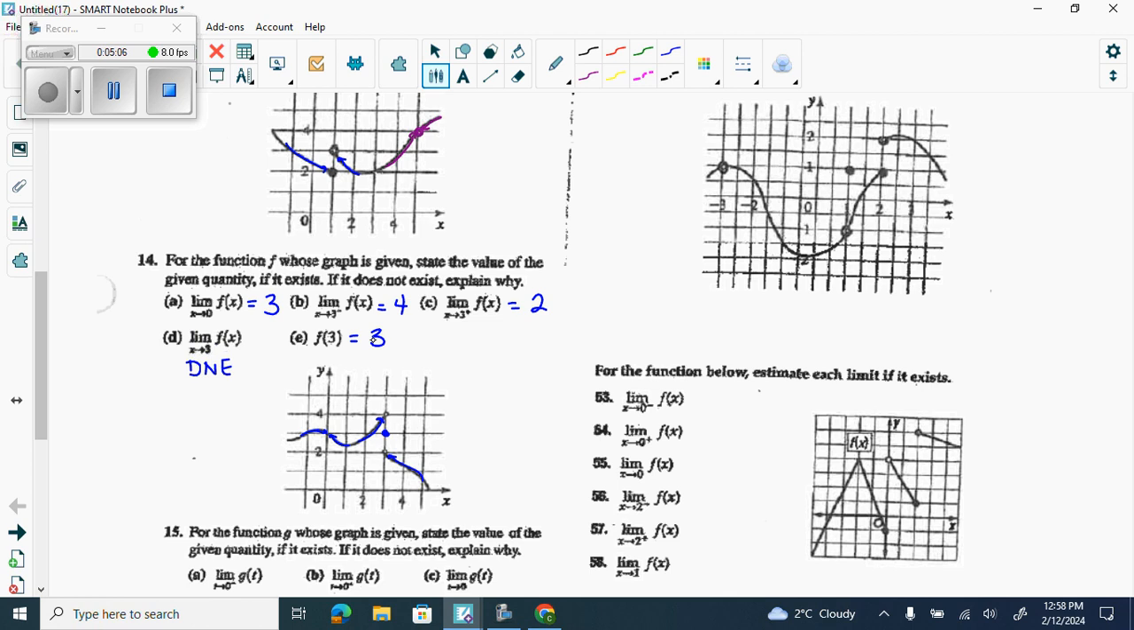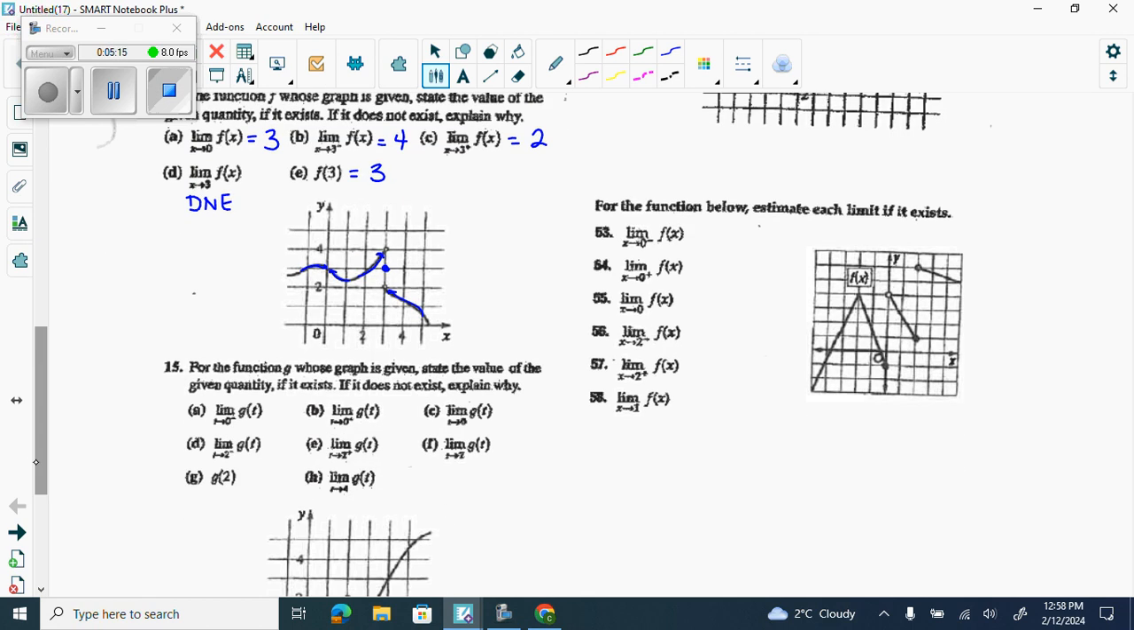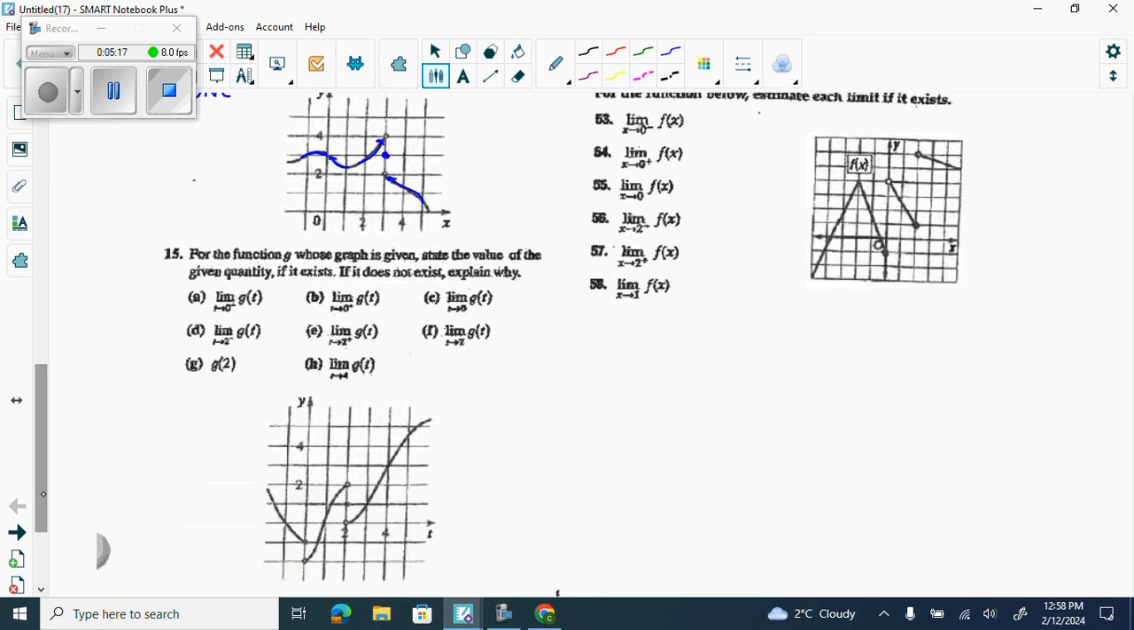So not the moment that the limit fails or f of 3 doesn't exist, the graph can't be continuous, right? Because they have to result in the same answer. Okay, 15. For the function g whose graph is given, state the value of the given quantity if it exists. If it does not exist, explain why.